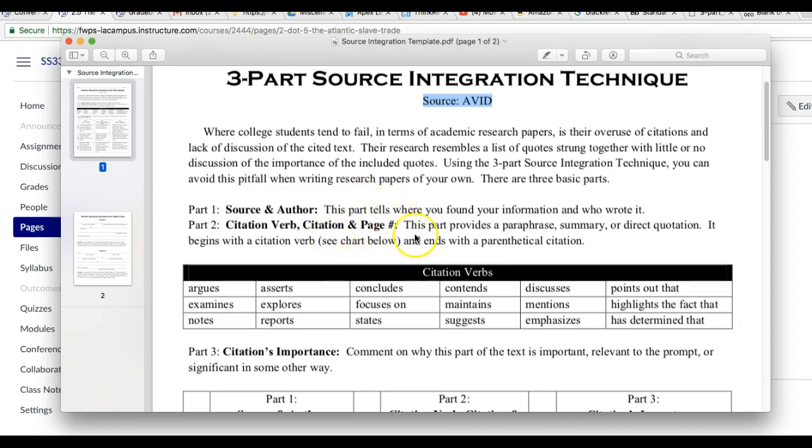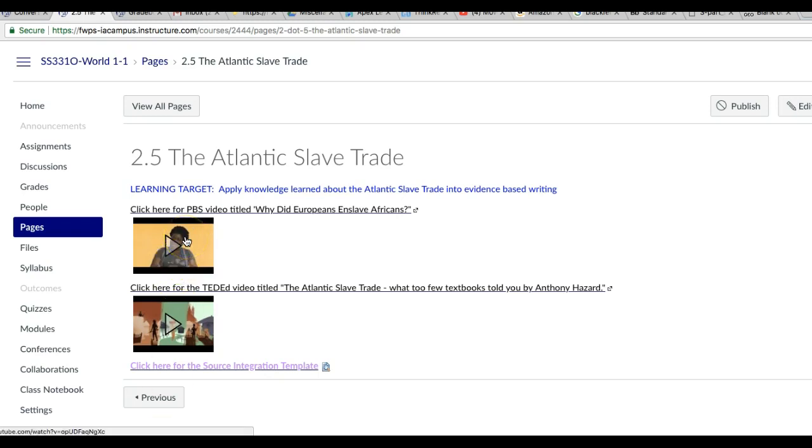And then instead of page number, we are going to be using minutes and seconds. So use wherever it is that you pull your quote from. Look at, let's do that for just a second.